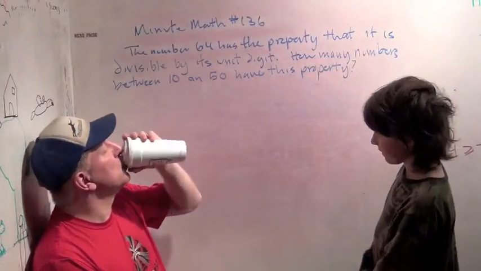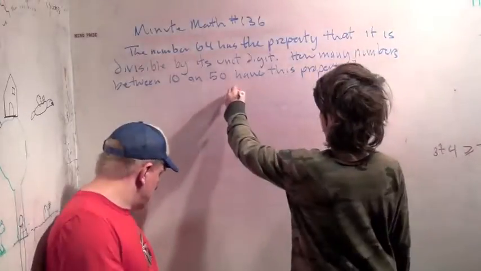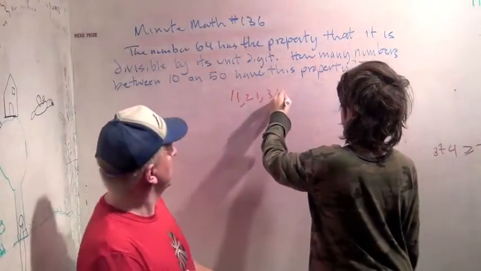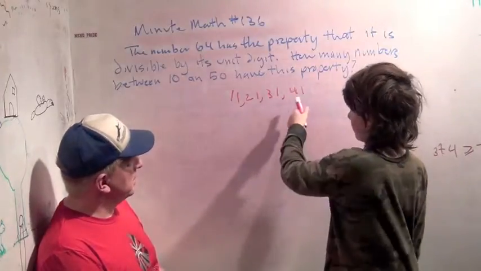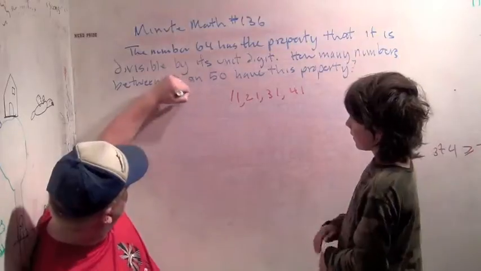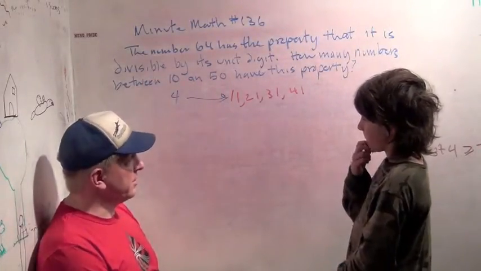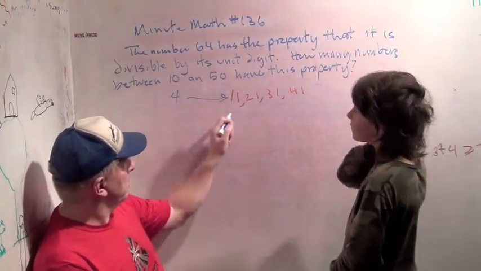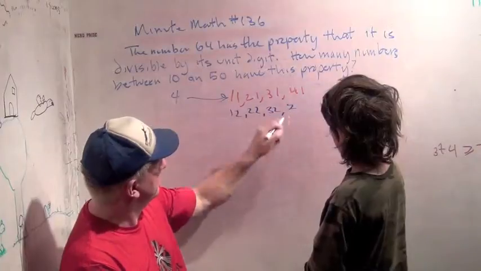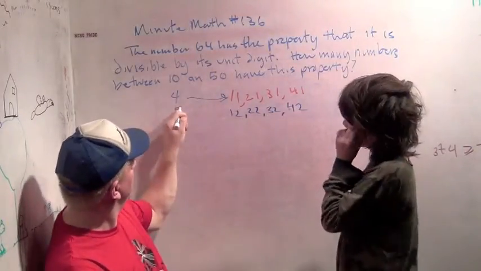Well, we could find a few. I know that 11, 21, 31, 41 are divisible by their units digit. So the ones that end in 1, there's 4 of those. Very good job. That's a great way to start. And the ones that end in 2: 12, 22, 32, 42. Yep, 42 also has that property.